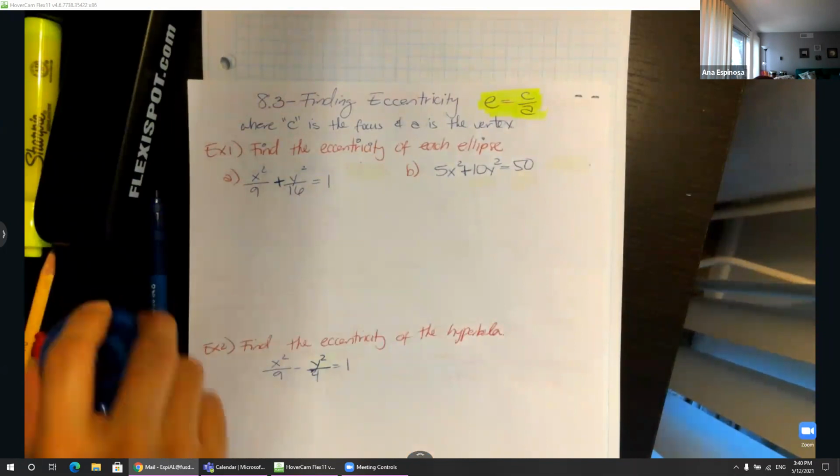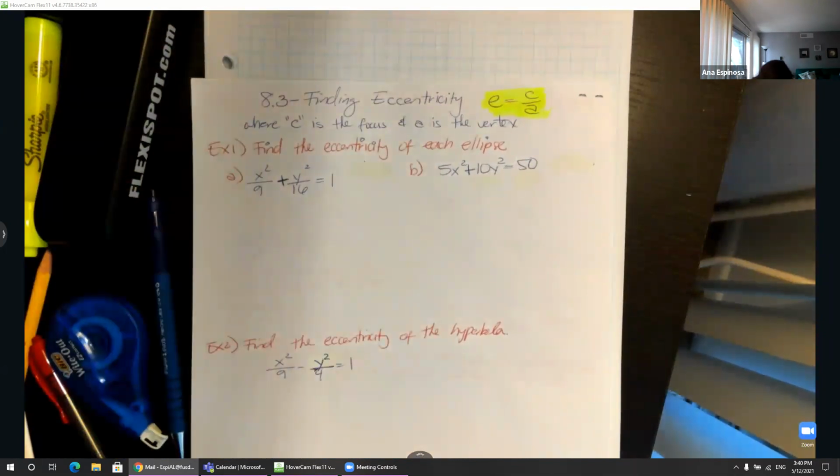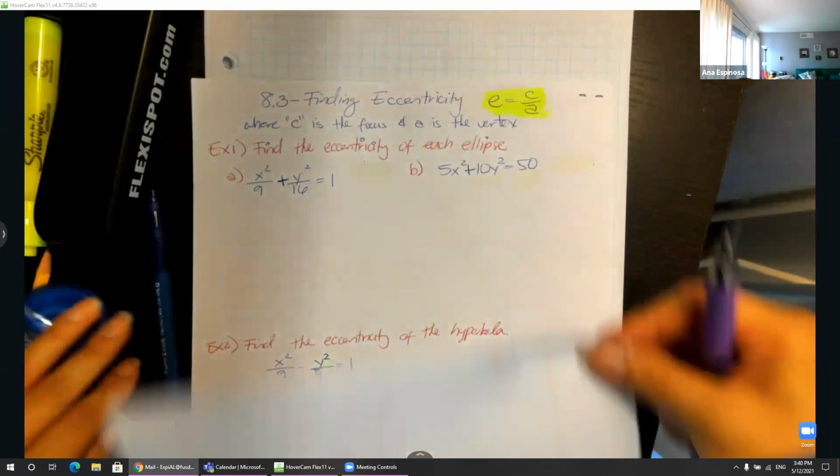Let's see if I can grab another sheet of paper. Brown paper. Maybe, maybe not. Yes, I did. Okay, so these are just algebra stuff. You're not going to be graphing at all.